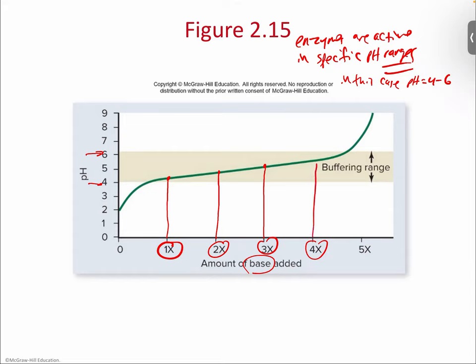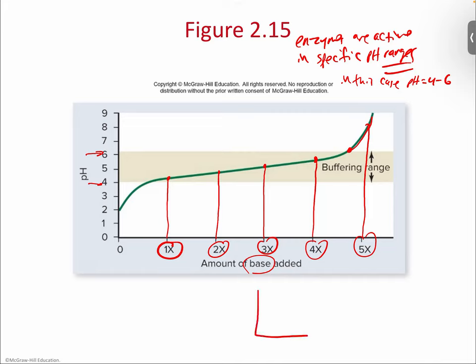But even now, with 4 times as much base, you're now over 5, but you still got some headroom there, don't you? You're kind of getting close to 6, but you're well within your range. And it's not until you get up to about 5 times the amount of base that you actually break out of your buffering range. At this point, I use a term that you broke your buffer. When you exceed its buffering capacity, it's no longer able to buffer against wild pH changes. And you notice the second you break your buffering range, notice what happens to the pH. It's not linear, it's exponential. It skyrockets, right?